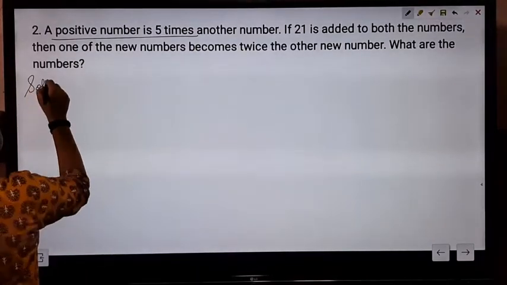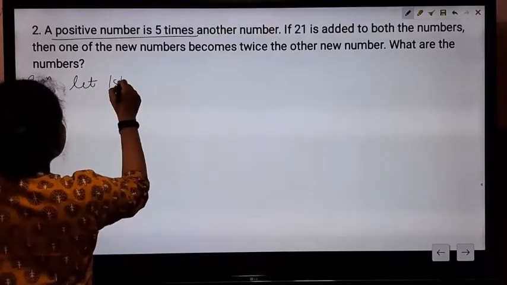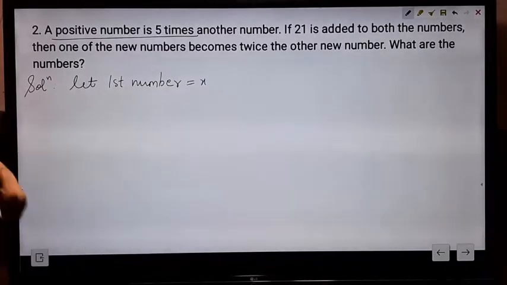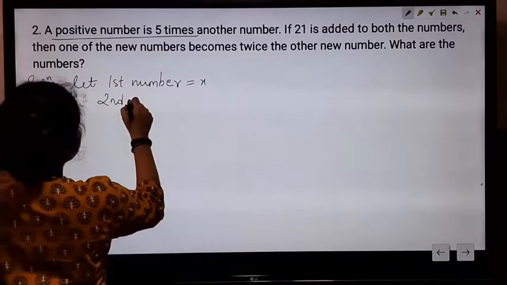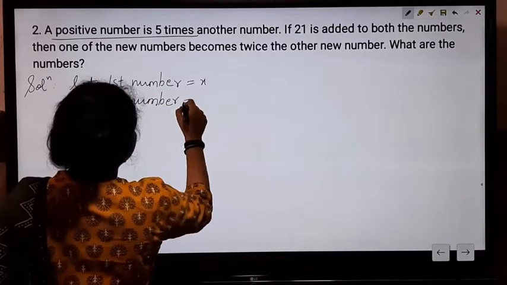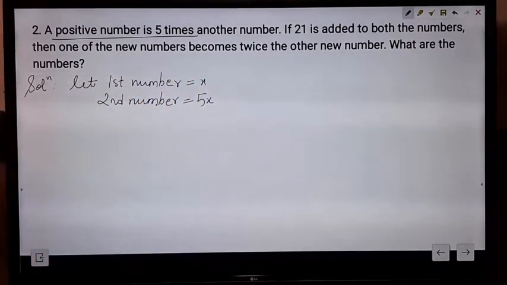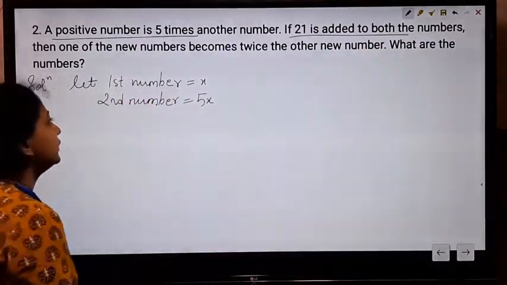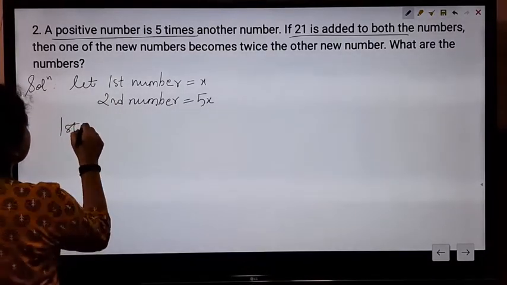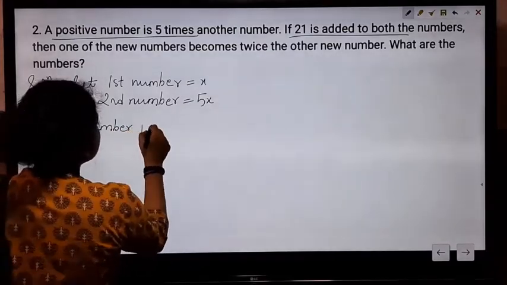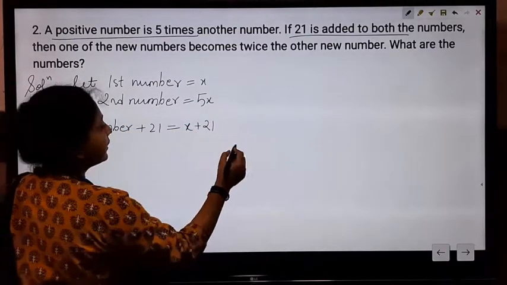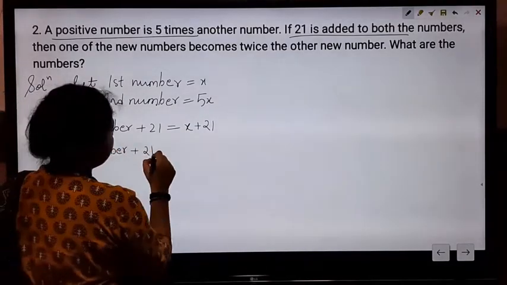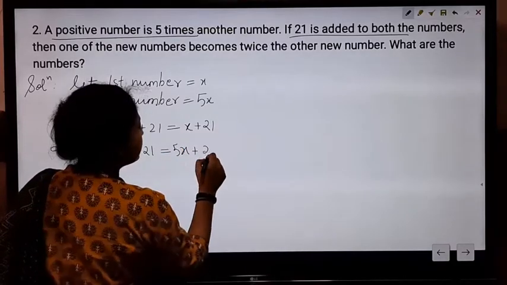So let the first number equal x, and since this number is 5 times the other number, the second number will be 5x. Further, the question is telling you 21 has to be added to both the numbers. See, 21 has to be added to both the numbers. So first number plus 21 becomes x plus 21, and second number plus 21 becomes 5x plus 21.